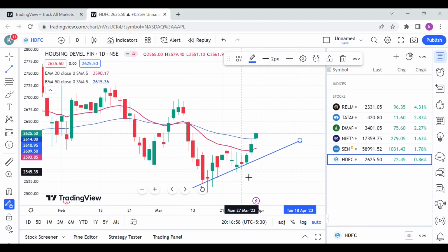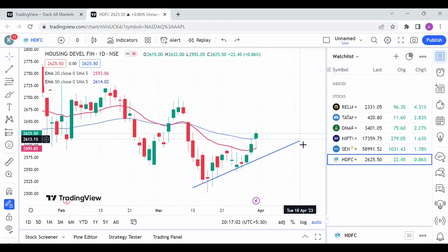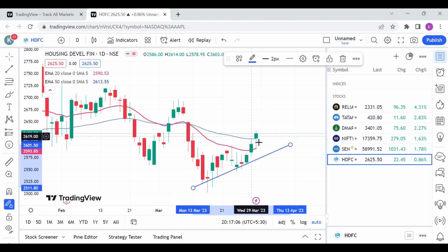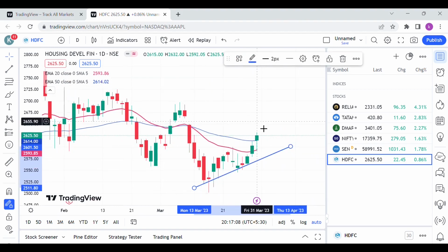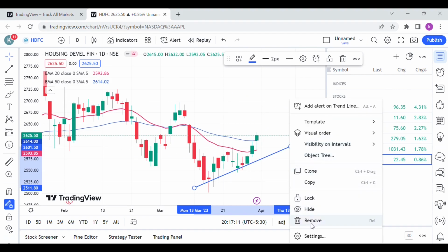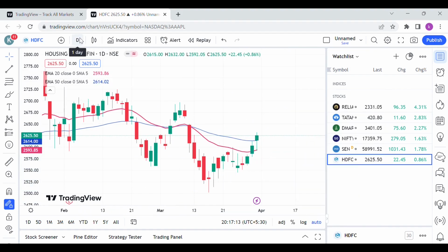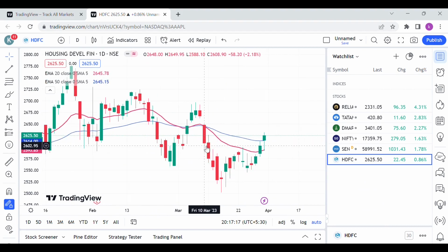I can also see this is how the candles are in uptrend. So it means the stock is in uptrend. So this is one basic thing. And after selecting this one day, you need to see which direction, so where to buy, where to sell.